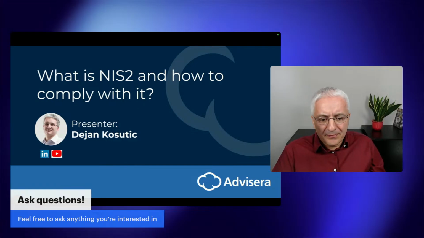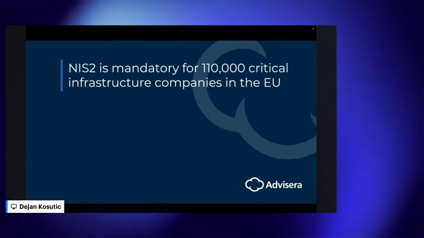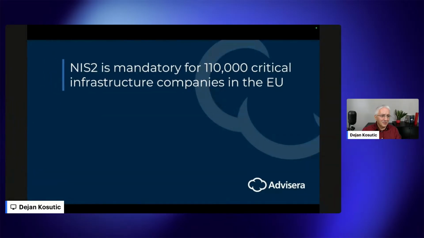Okay, so let's move on to the next slide. Why is this topic important? It's important because NIS2 is mandatory for roughly 110,000 companies across the European Union. And as you probably know, this is a mandatory cybersecurity regulation or directive for critical infrastructure companies.